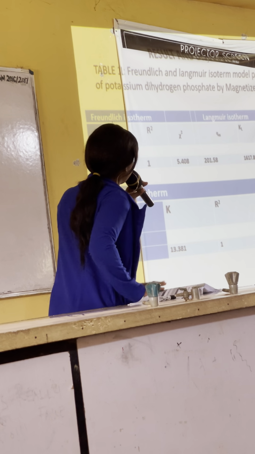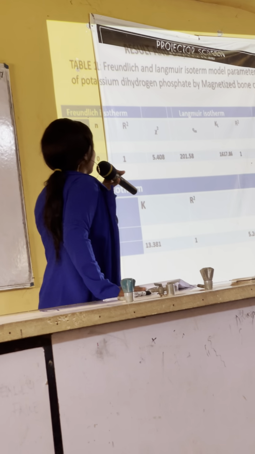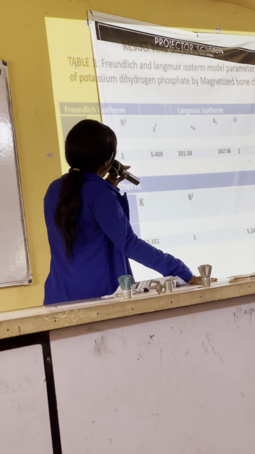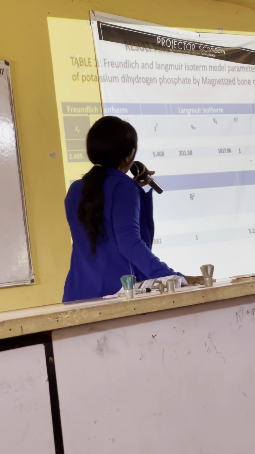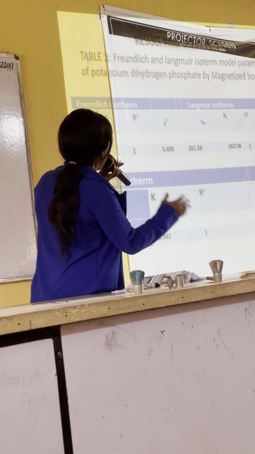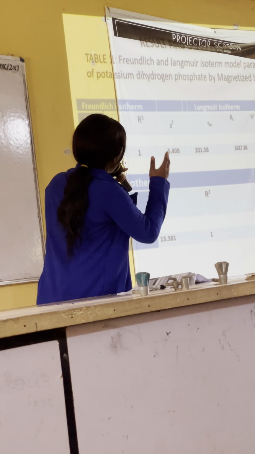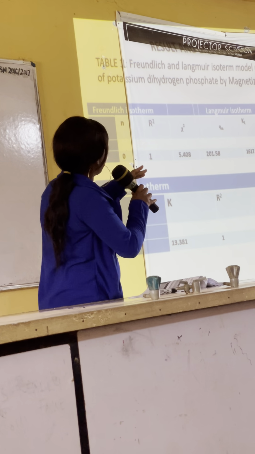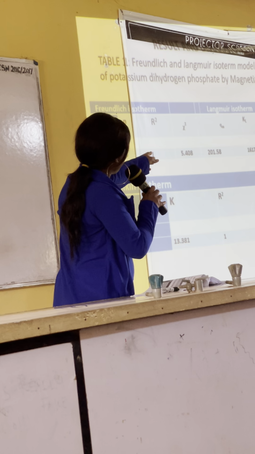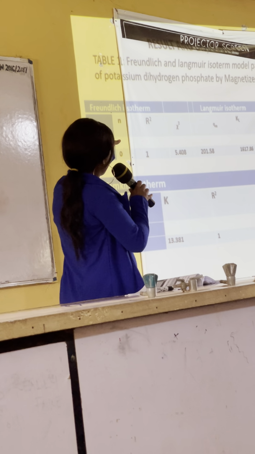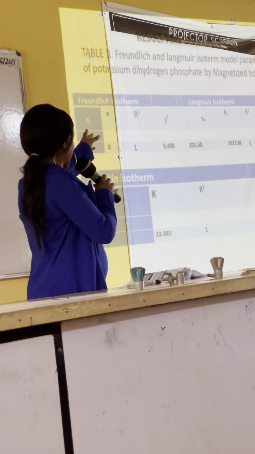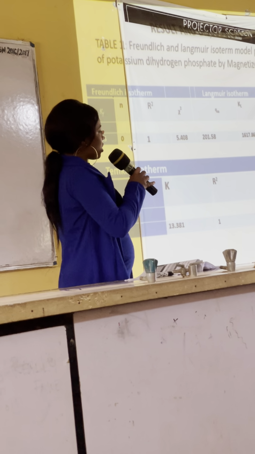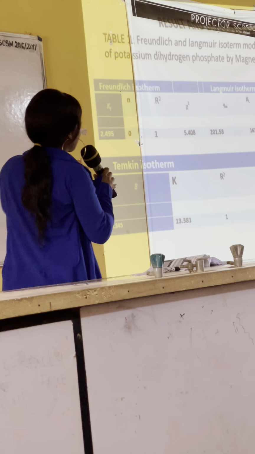They are both 1. But as literature says, if they have both values, we have to check the chi square value to know the best isotherm. The lower the chi square value, the better the isotherm. The chi square value for the Freundlich isotherm is lower, which means the adsorption follows the Freundlich isotherm.